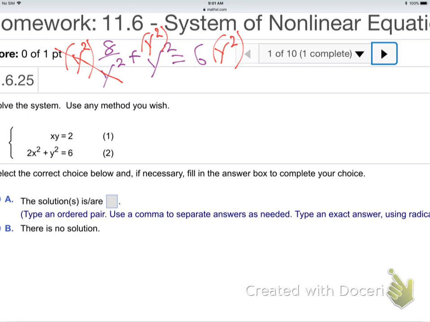And so then we get 8 plus y to the 4th equals 6y squared. Good to there? And now we should take this one and jump it over here and get a 0. I'll put them in order, highest power to lowest.